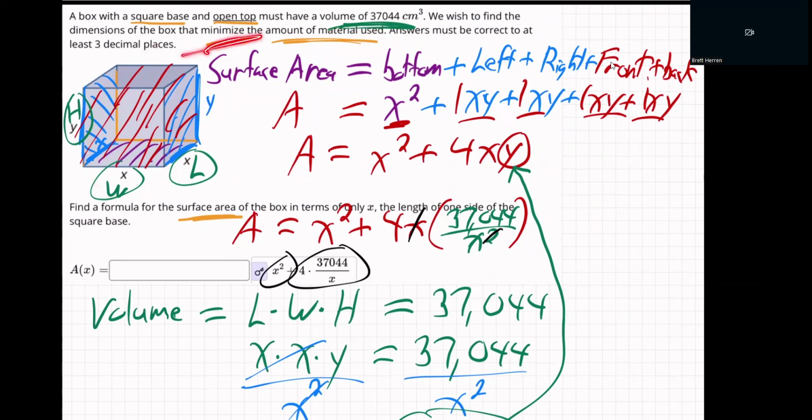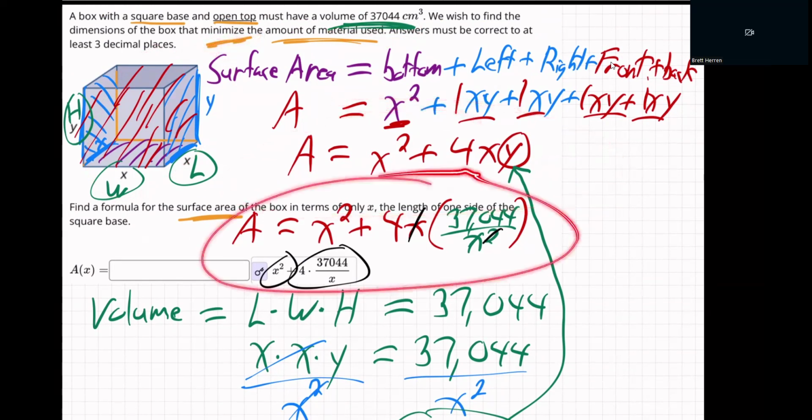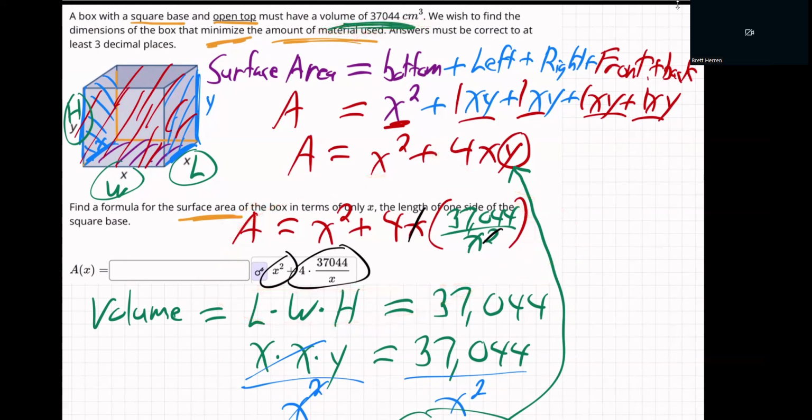So we're going to minimize this surface area formula, right? This one that only has x. Take the derivative, set it equal to 0, and find the x value, and the y, that will make the box of minimal surface area, least material, to hold the volume we need. That'll be another problem. And so there we go.